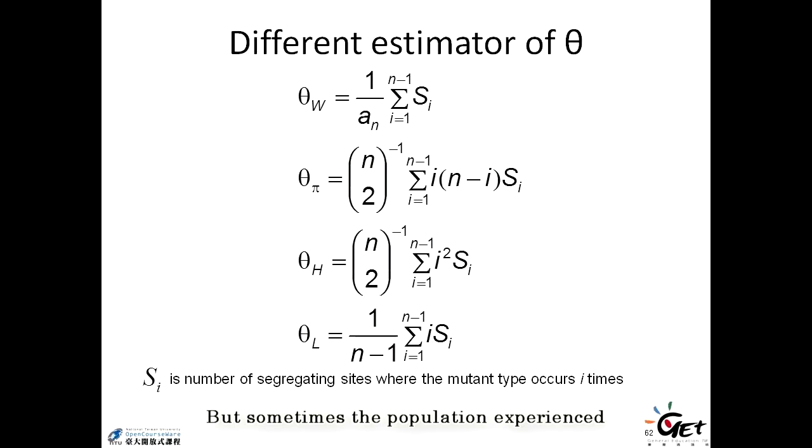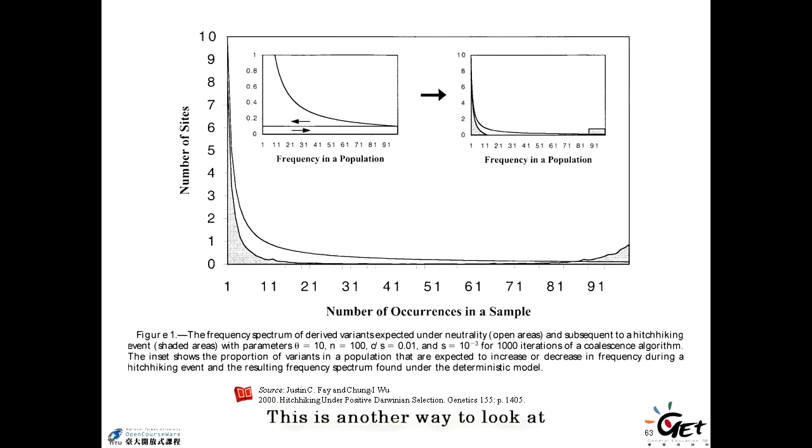But sometimes the population experiences selection or population shrinking, a bottleneck. So the estimates might not be the same from different types of calculation. And that's what we want to utilize to show the population history, or recent historical events, of the population we are interested in. This is another way to look at the site frequency spectrum.